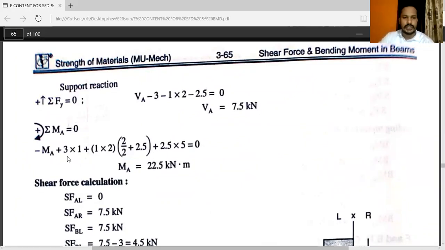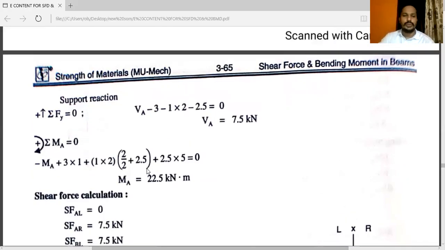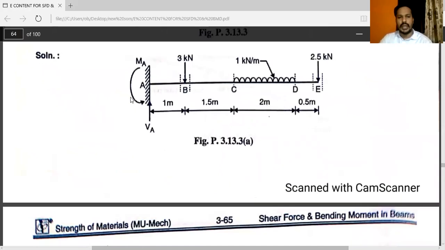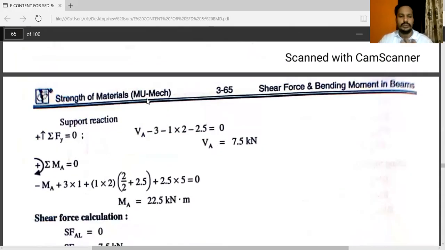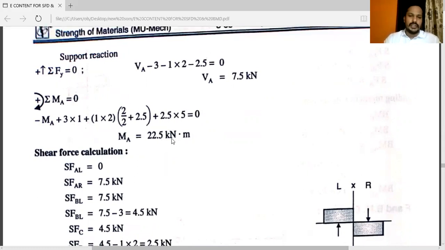Here in this equation, there is only one unknown, that is MA. So the value of MA will be 22.5 kilonewton. The value is positive, so the assumed direction is the right direction. So MA is equal to 22.5 kilonewton into meter. Moment is always in Newton into meter, or you can say kilonewton into meter.